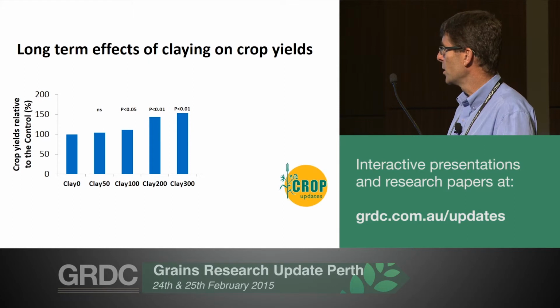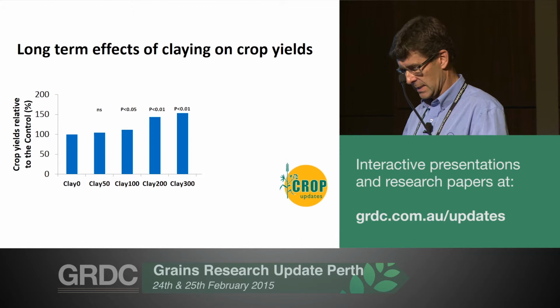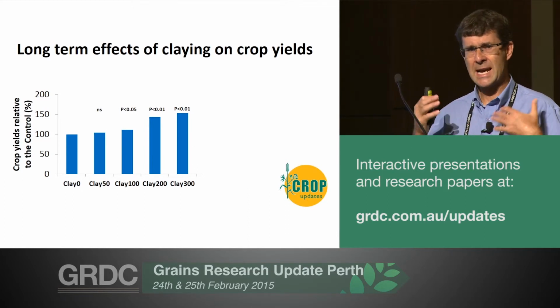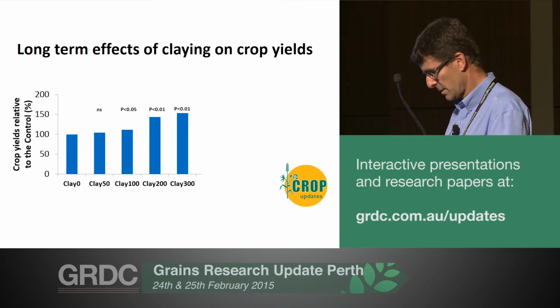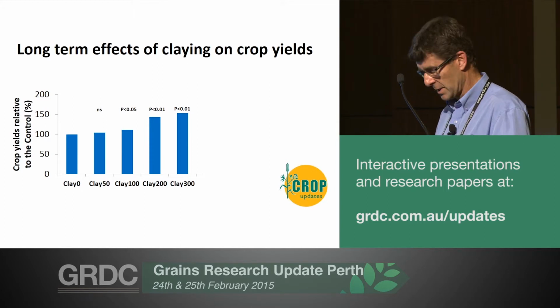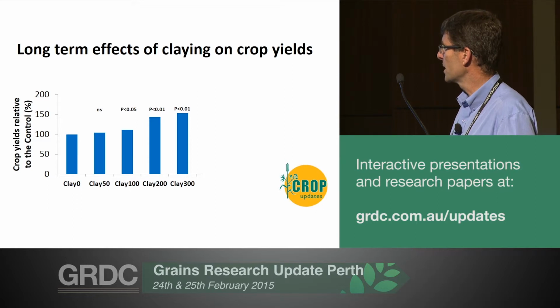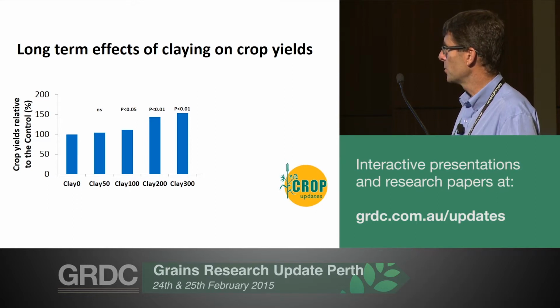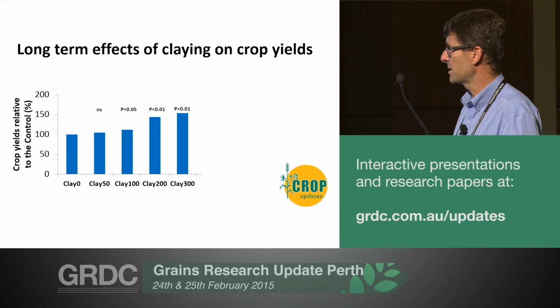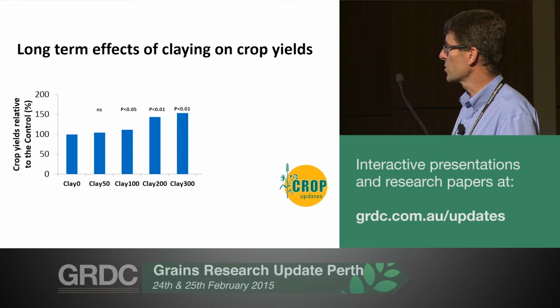So just recapping on this, these are the responses which we got relative to the controls when we add it up over each of the years, clay rate versus crop yield increase. And you can see from this our controls at 100%. We really didn't get much benefit from clay rates up to 100 tonnes. And I think at 100 tonnes we were well and truly less than that 3% clay level required to overcome non-wetting. It was still significant, but not nearly enough.